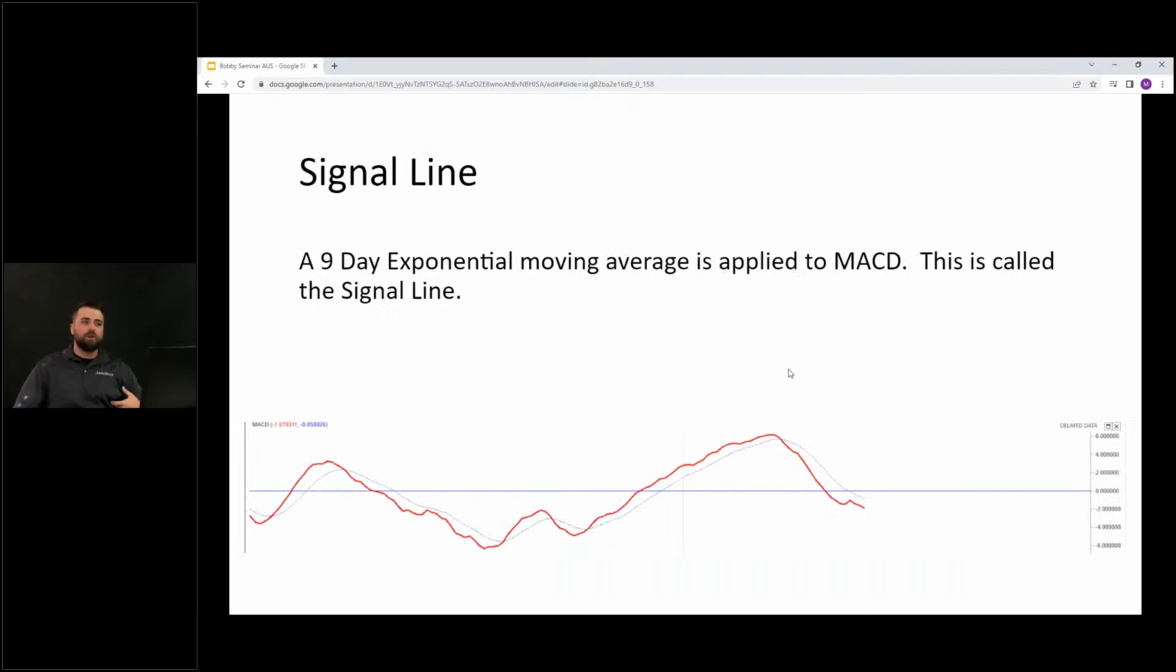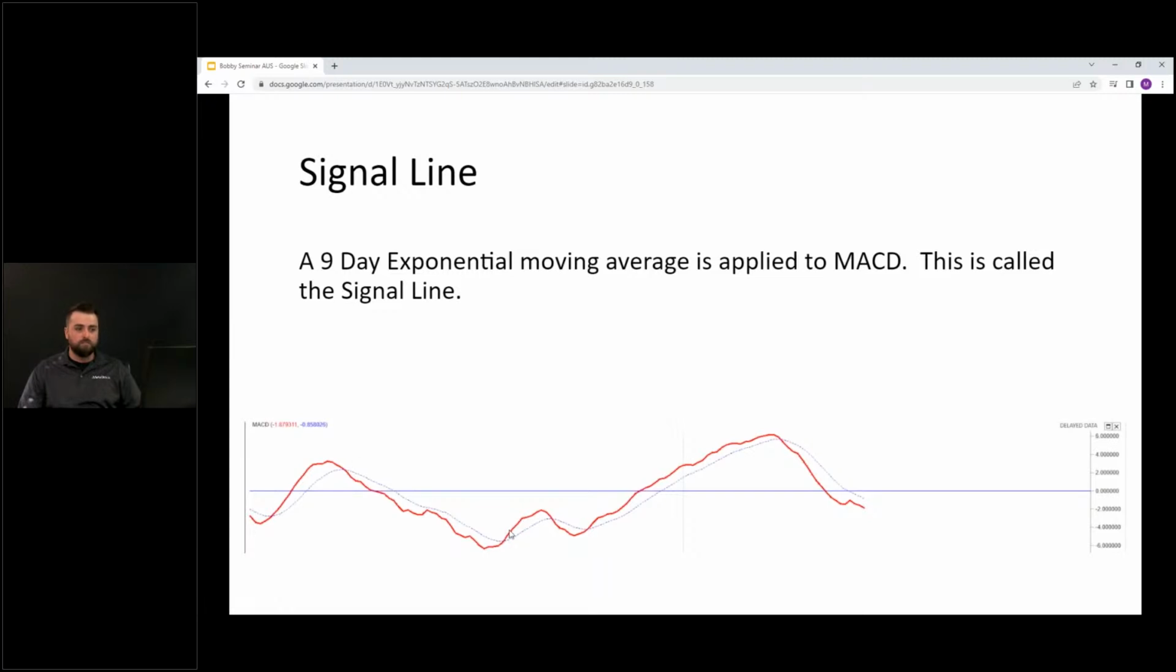And then you also add in a signal line, and a signal line is a 9-day exponential moving average, and when it's applied to the MACD, that's when you call it your signal line, and you can see this blue dotted line here. And when it crosses through the MACD, that's giving a signal. When it crosses above, it's generating a buy signal, or it's saying, hey, according to these moving averages and the convergence and divergence happening here, you're getting a buy signal here.